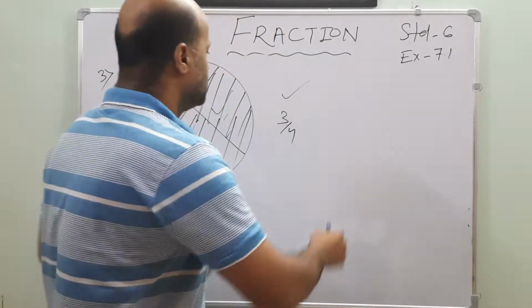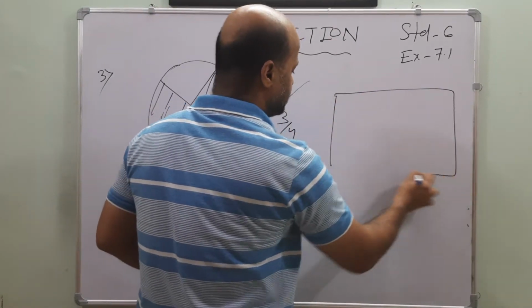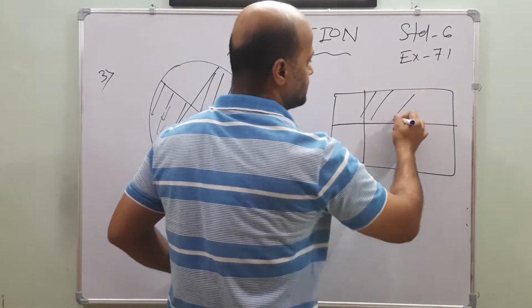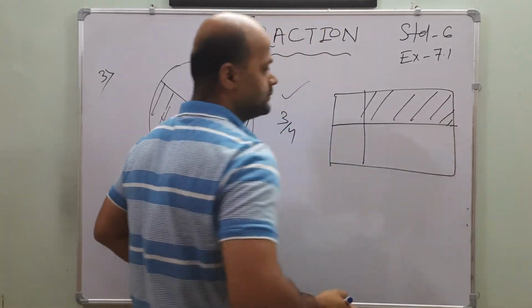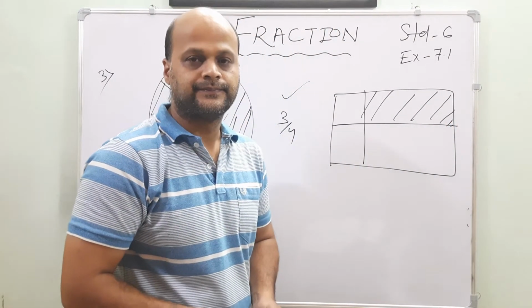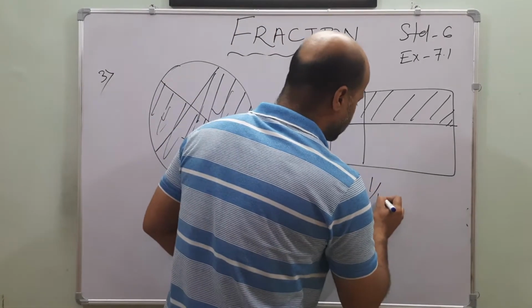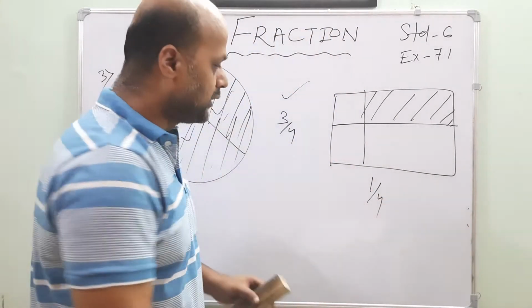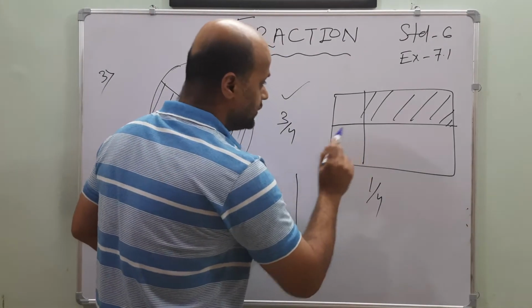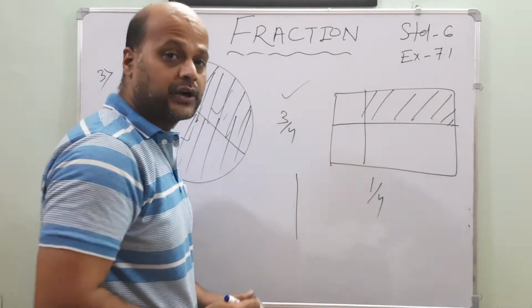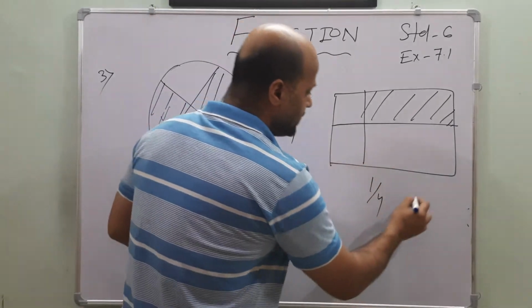Next it is saying 1/4 part. Is it correct, my dear friends? Just tell me. Is it correct? Who will tell me the answer? It is saying 1/4. Is it equally divided, my dear friends? It is not equally divided. So I can't say that it is the 1/4 part. So it is wrong.